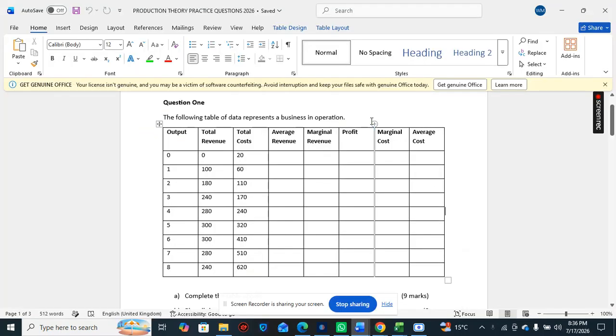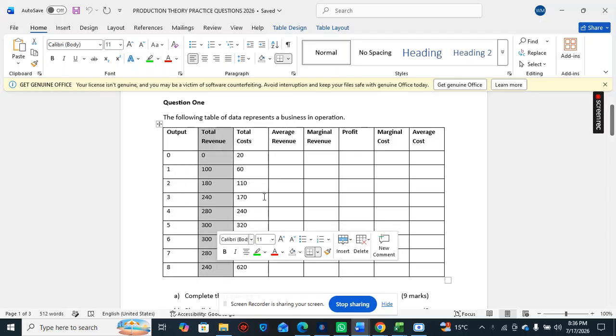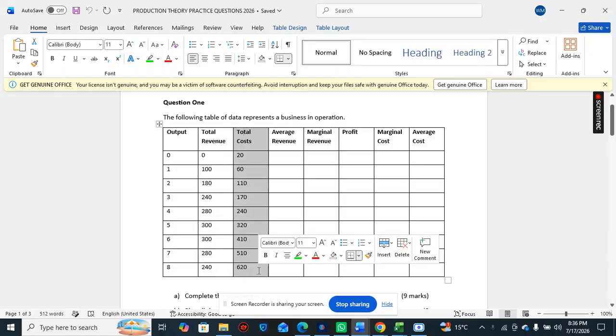All right, we have a question here. Question one. It says the following table of data represents a business in operation. We've been given information here: the output, the total revenue, the total costs, the average revenue.